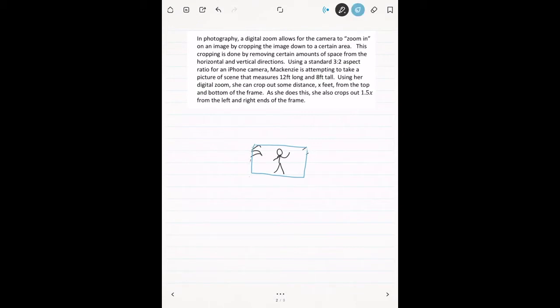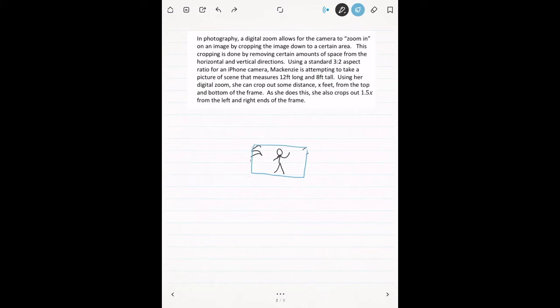And then what it does is it blows this up to fit on your phone. So when you do a digital zoom, you're not actually physically zooming in or extending the lens. You're essentially cropping down an image to a smaller image and then taking that smaller image and blowing it up.